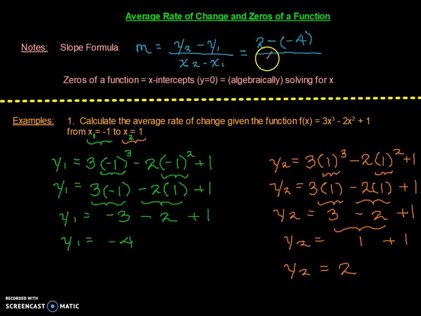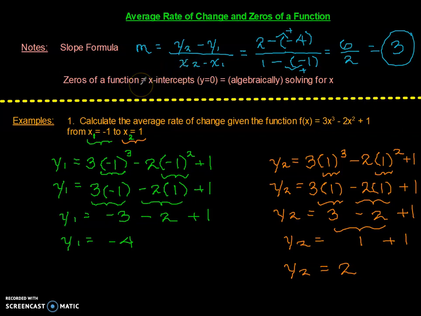So x sub 2 is 1 minus x sub 1 is -1. And then from here, 2 minus -4. Two negatives make a positive, so 2 plus 4 gives me 6, all over 1 minus -1. Again, the two negatives make a positive, so 1 plus 1 would give me 2, which means my slope, or average rate of change from -1 to 1, would equal 3.